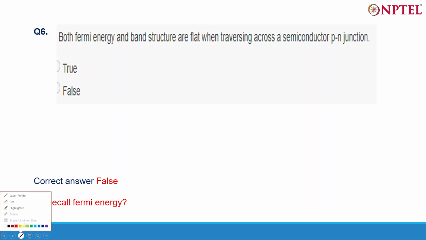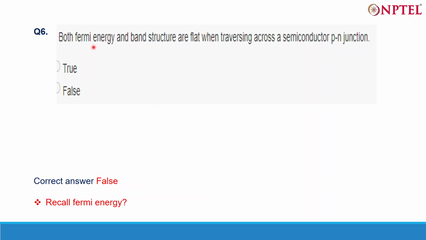So let me take a laser pointer here. This question asks whether both Fermi energy and band structure are flat when traversing across a semiconductor p-n junction. This is a false statement. They are not flat. They vary when you traverse across a semiconductor p-n junction. Why do they vary? Because electron-hole pairs are there. This variation is what helps these different concepts of the solar cell to work.